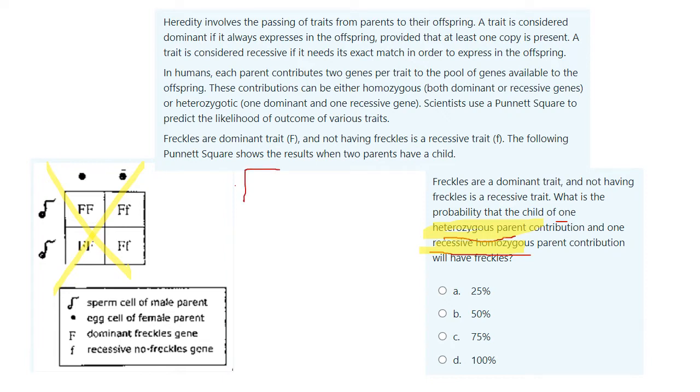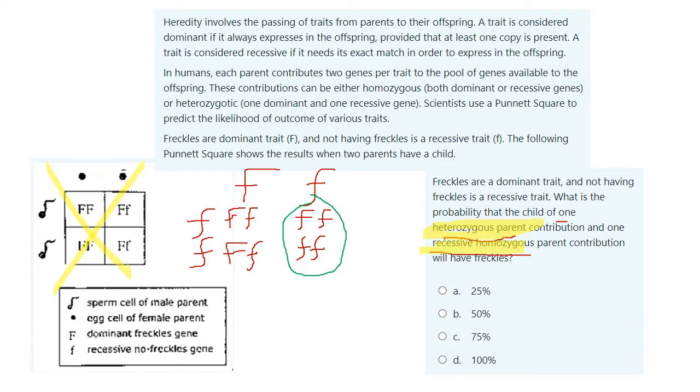The heterozygotic is here, and then the homozygotic down here. So the heterozygotic would give the dominant allele, or it would give the recessive allele. But the other parent would always give a recessive allele. So these 2 offspring would have 2 recessive alleles. So they would not have freckles.